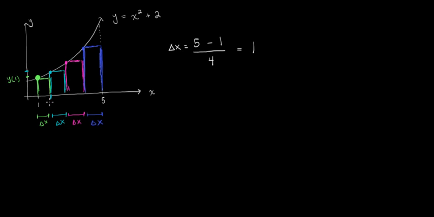So 1 plus 1 is 2. 2 plus another width of 1 would be 3 here. 3 plus another width of 1 would be 4. And finally, we add the other 1 and we get 5.